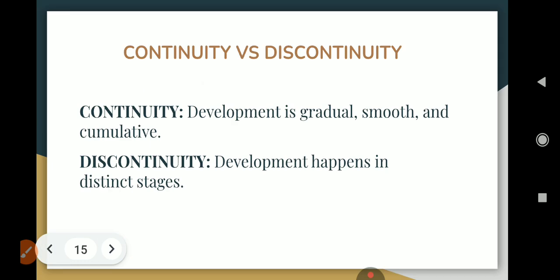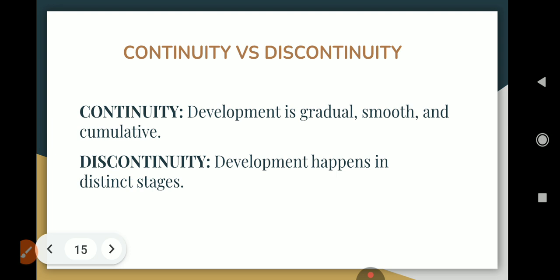Now comes continuity versus discontinuity. Continuity refers to a slow, gradual and ongoing process. Changes occur step by step without sudden break. There will be crying, babbling, single words, short sentences, complex sentences. So it is gradual, smooth. Who are the supporters of this continuity theory? Behaviorists like Skinner and all. We'll discuss it later. In terms of continuity, you can say development is like a smooth flowing river.